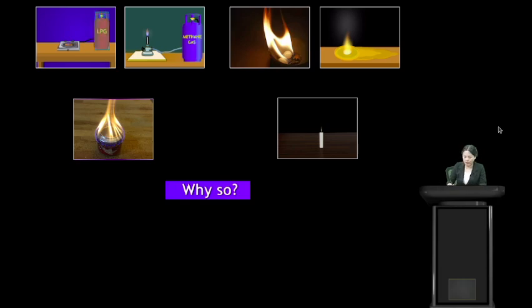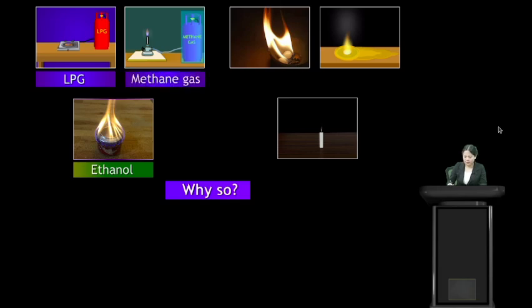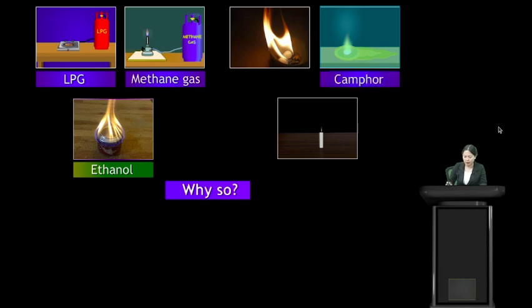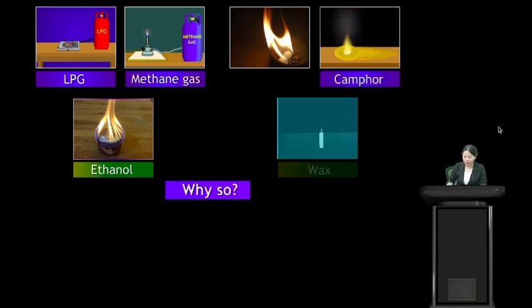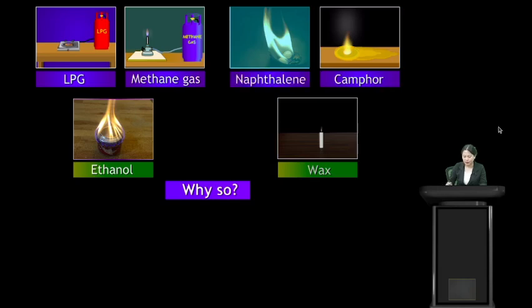Let us see. We have LPG gas, methane gas, and ethanol. When they burn, they produce a clean flame. On the other side, we have camphor, candle wax, and naphthalene. When these burn, they produce a yellow flame with soot and residue.